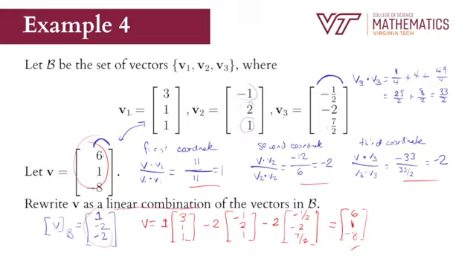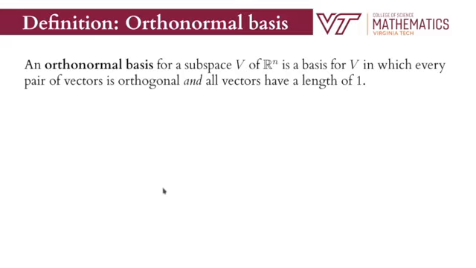So if you thought that was easy, we're going to come up with another type of basis that makes this even easier. It's called an orthonormal basis. An orthonormal basis is a basis in which every pair of vectors is orthogonal and all the vectors have a length of 1. So all of the vectors are scaled to be unit vectors.